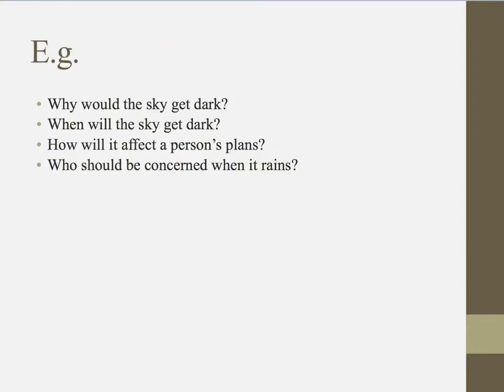So examples of questions we could have asked earlier about the scenario where the sky was dark. Why would the sky get dark? When will the sky get dark? How will it affect a person's plans? Who should be concerned if it rains?